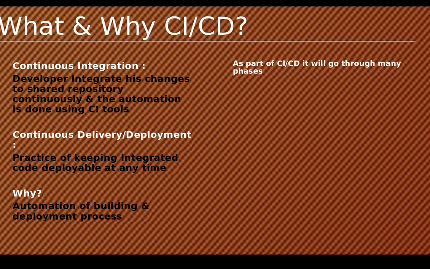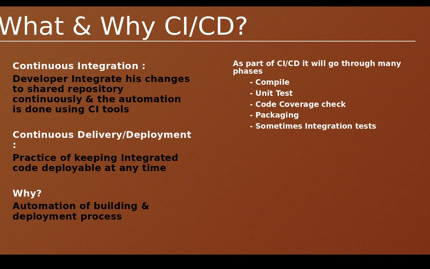As part of the CI/CD pipeline, the different phases it goes through are: first, the code will be compiled, and unit tests can be there. Then we check code coverage, whether the code passes some kind of JUnit code coverage criteria or not. Finally, we package the application into a jar or war package. Then we do the integration tests, to see whether the code is up to the mark and fulfilling all the required integration tests or not.